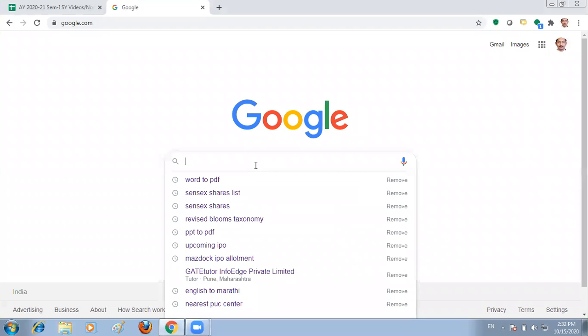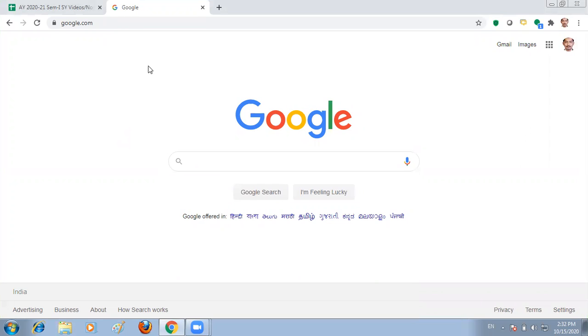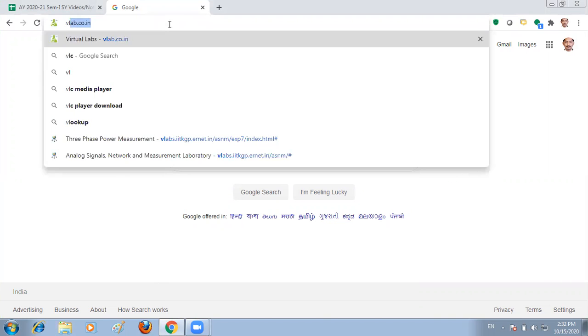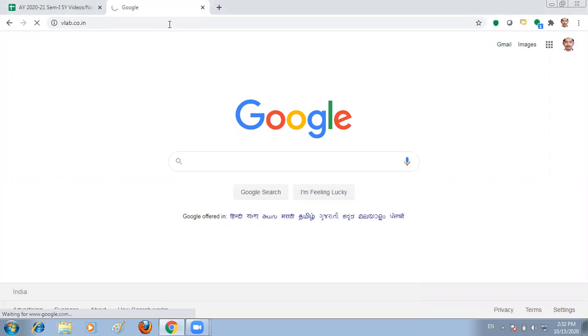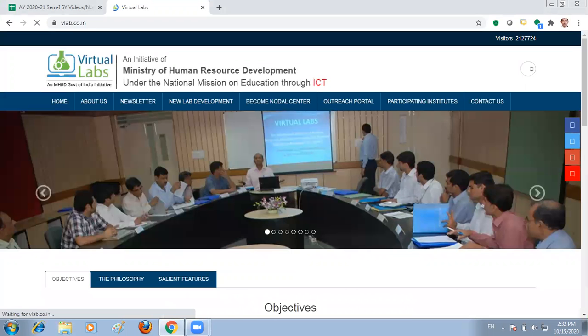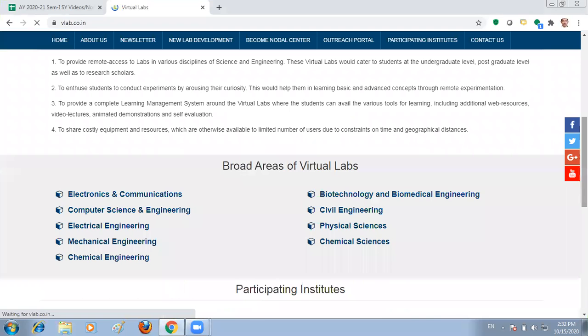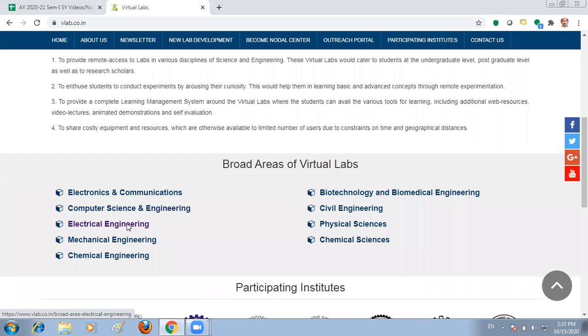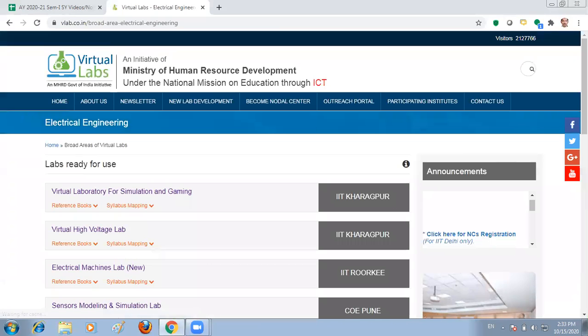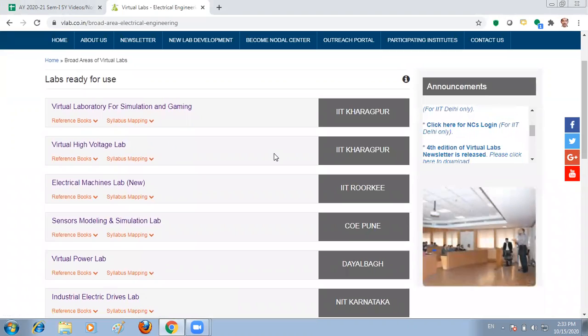Hello everyone. Today we will see the experiment of LVDT. Here I am entering the virtual lab website, that is vlab.co.in. On the home page of this virtual lab, you will see different areas of virtual labs. In the area of electrical engineering, different labs are given.